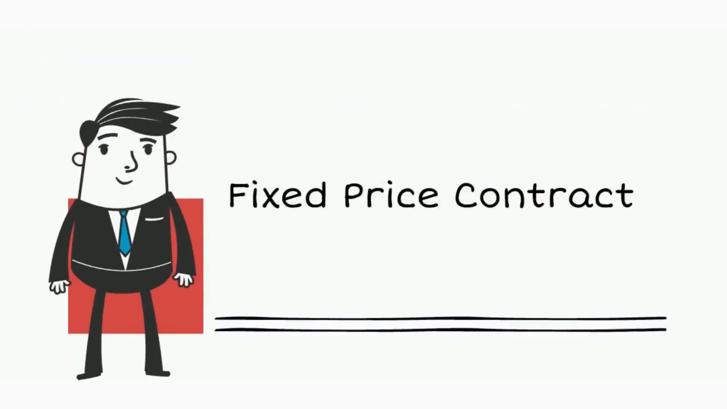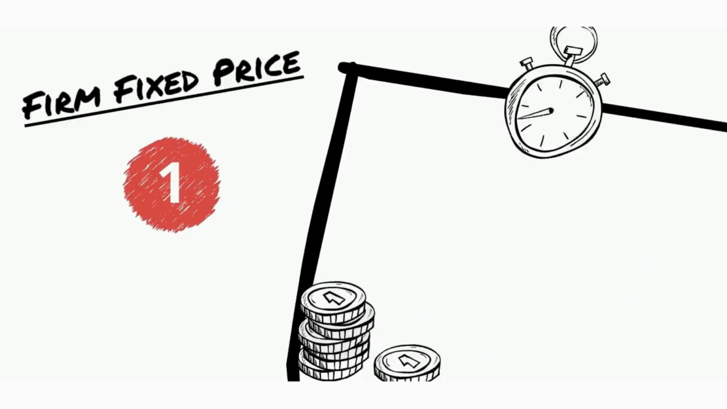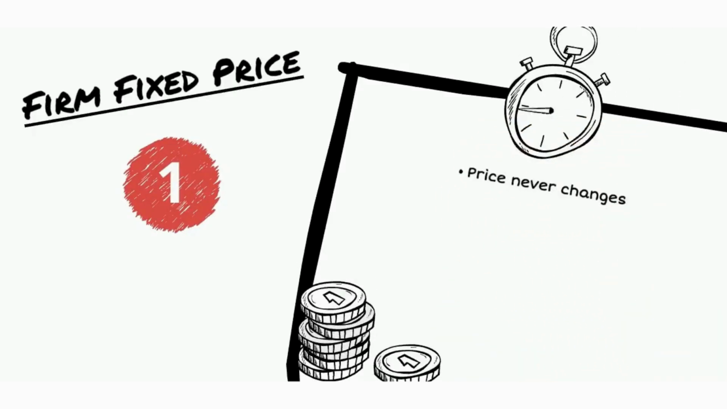First, we have fixed price contracts. The meaning is in the name. Price is mostly set in advance, and it rarely changes. There are 4 main types. The first type is a firm fixed price contract. This type locks in a single price for a project, regardless of the seller's actual costs.